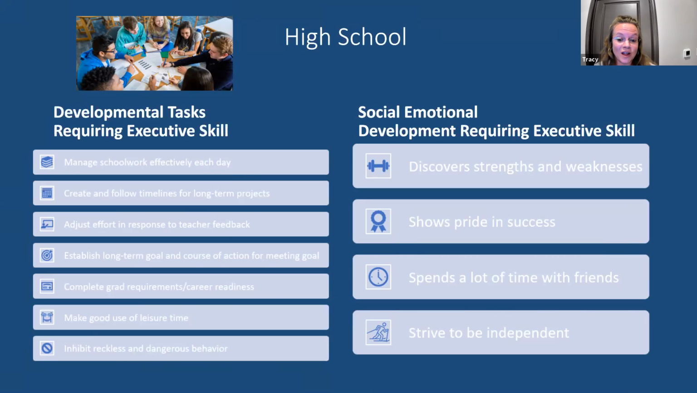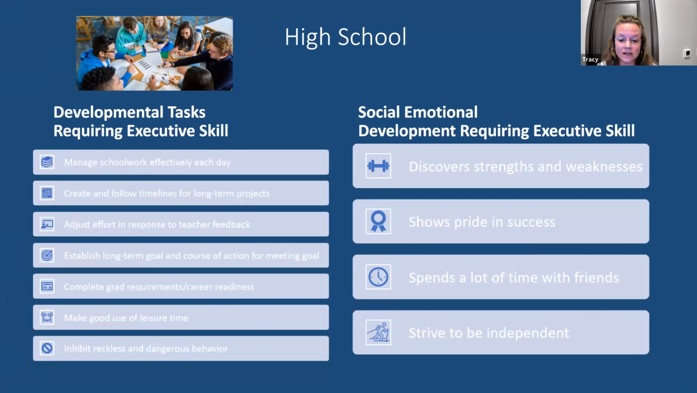Establishing long-term goals and a course of action for meeting those goals, and completing graduation requirements or career readiness. So at this point, they can see a little bit farther into the future and really start to make some longer term plans, and really do some good future thinking about where they're going to go next. So that planning gets a little bit farther into the future than it was when they were younger.